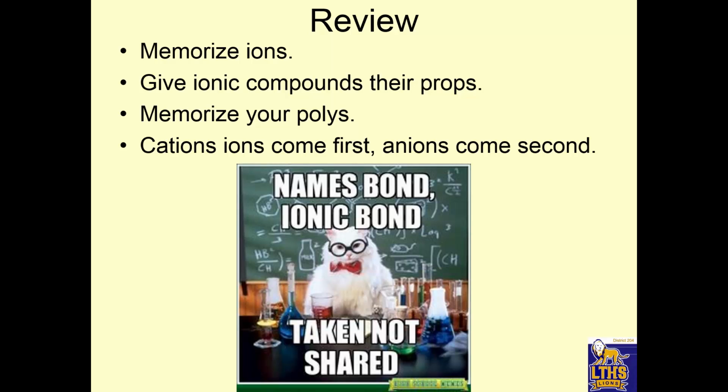So to review, memorize your ions. Use a periodic table for monatomic ions, and memorize your polyatomic ions. Give ionic compounds a prop, so know what to recognize to know it's ionic. Cations come first, and anions come second in the compounds when they're ionic.